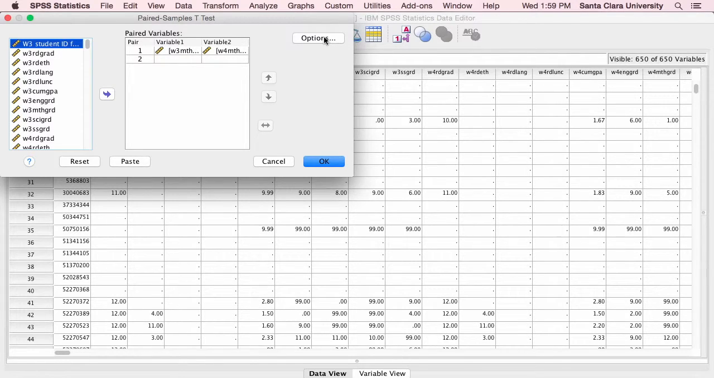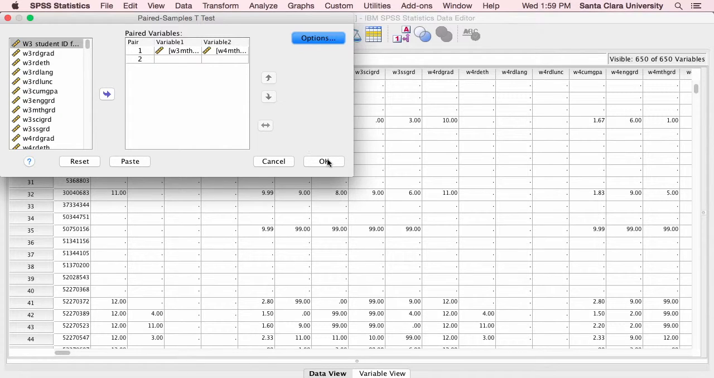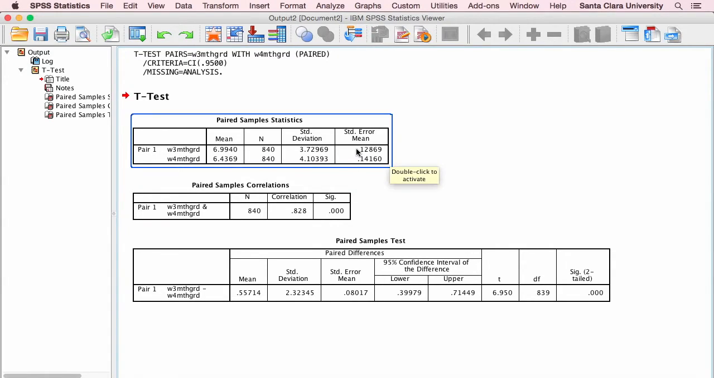one paired t-test. And then if you click on options, this gives you a place for deciding what to do about missing data and deciding what level of confidence interval you want. So I'll just leave that as is, and then I'll hit OK. And here is what we get.